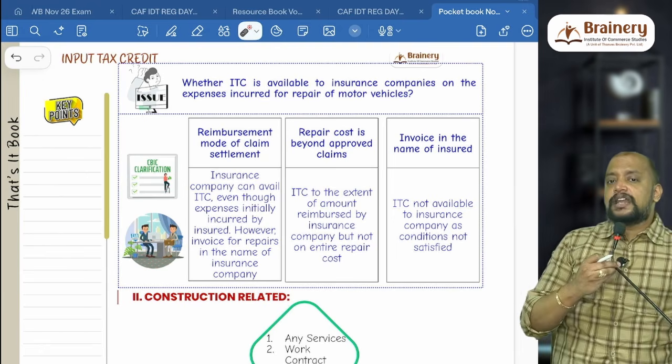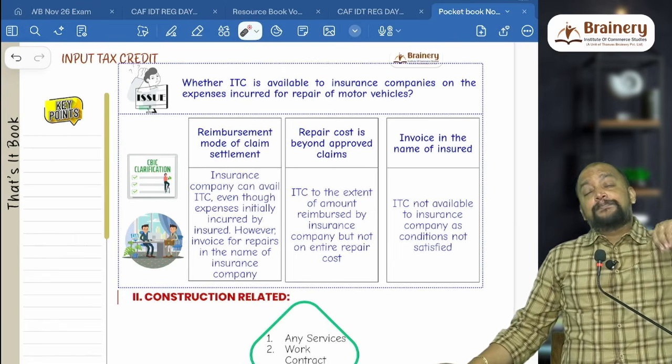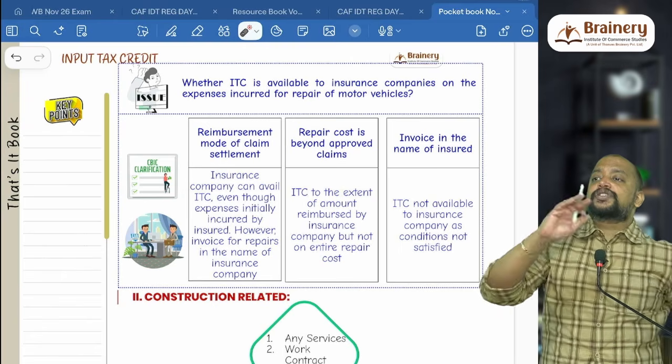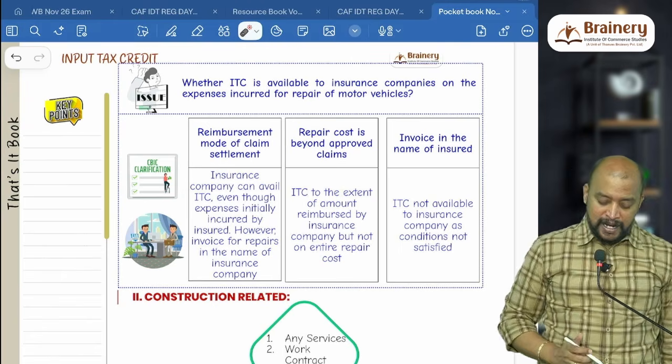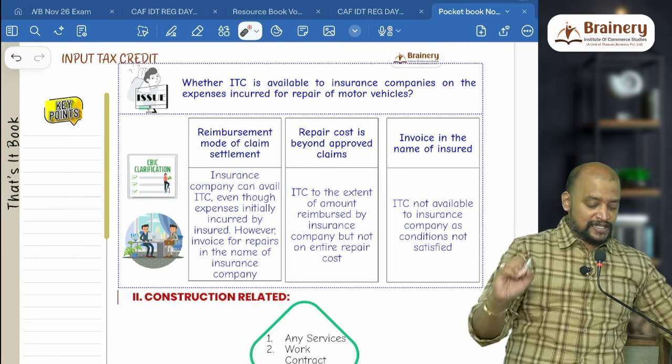If the bill is in the name of the insurance company, it can take ITC, whether the insurance company is making payment to the service center or the insured is paying and the insurance company is reimbursing. So whether it is reimbursed or cashless, whatever it may be, the insurance company can take ITC, but the invoice should be in the name of the insurance company.